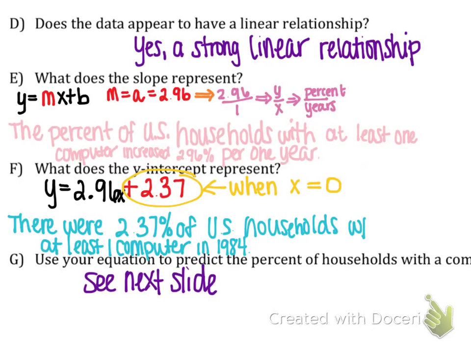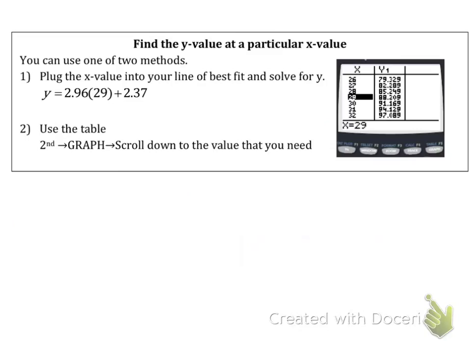And finally, you can use your calculator to predict the percent of households with a computer in the year of 2013. So let's take a look. So if you're trying to find a y value at a particular x value, you can do a couple things. First of all, you can plug in the x value, which would be 29 years since 1984, into your equation, and then you would solve for your y value, which would be your percent.